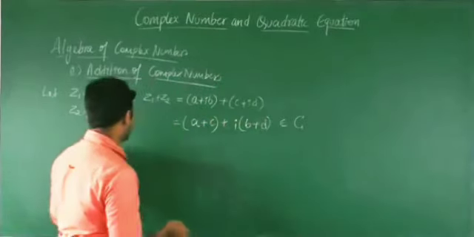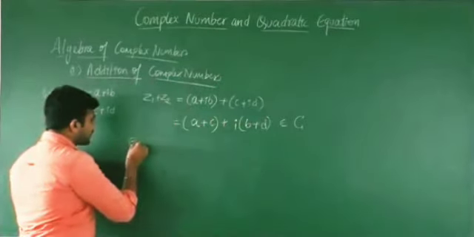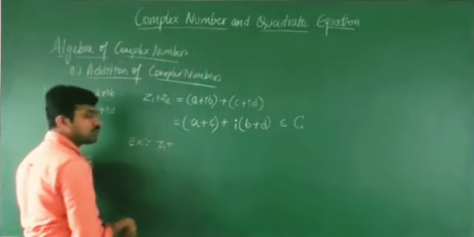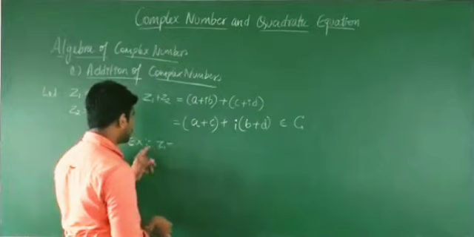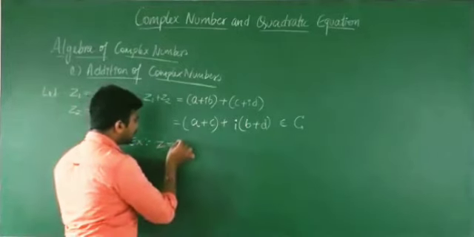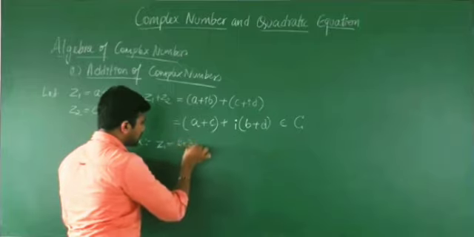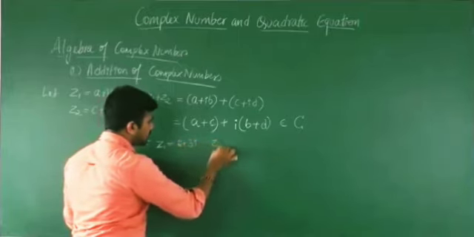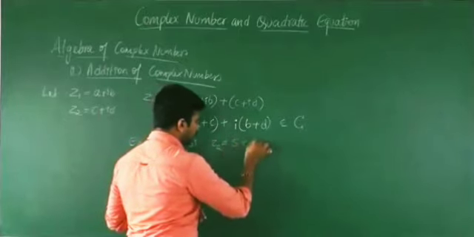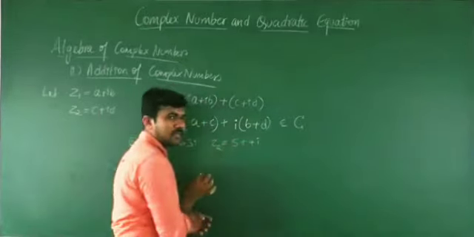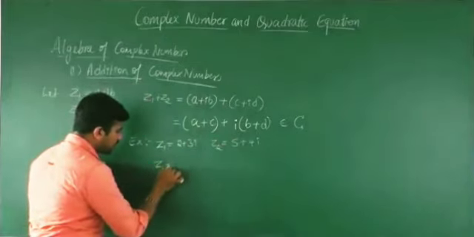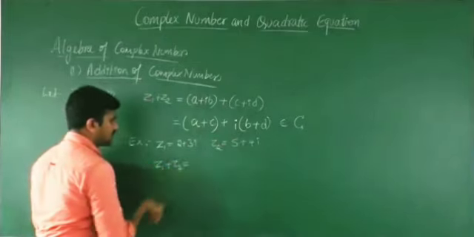Now I'll consider one example of addition of two complex numbers. See, Z1 is equal to 2 plus 3i, and Z2 is equal to 5 plus 4i. Like this you have two complex numbers. Now I need to add them, means I need to find the value of Z1 plus Z2.